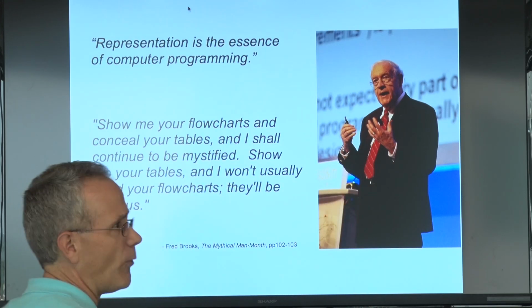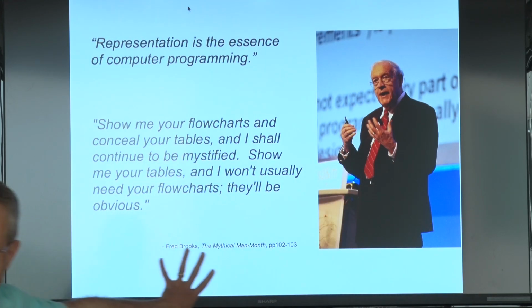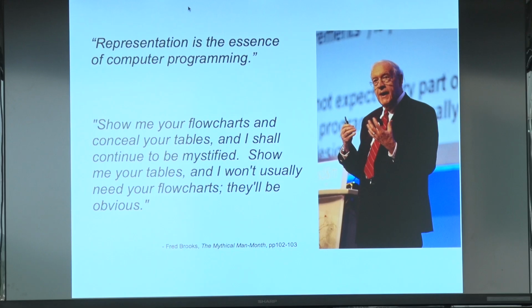Forty years ago he wrote this, and it is still topical today. It's the best-selling computer science text of all time. He says, "Representation is the essence of computer programming. Show me your flowcharts and conceal your tables, and I shall continue to be mystified. Show me your tables, and I usually won't need your flowcharts. They'll be obvious." Isn't that amazing?